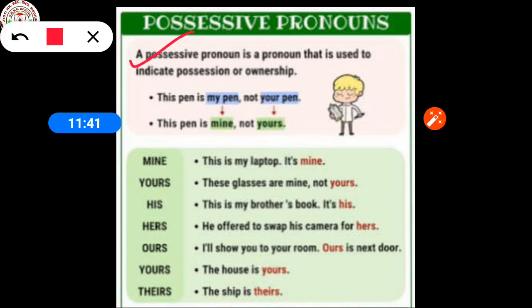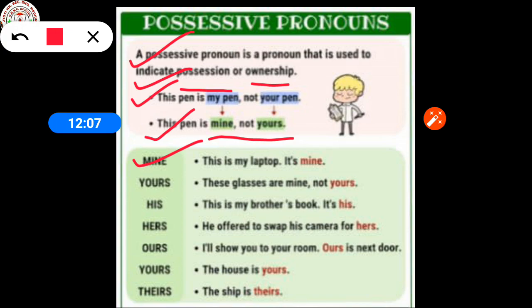A possessive pronoun is a pronoun that is used to indicate possession or ownership. See the example: This pen is my pen, not your pen. But exactly, this pen is mine, not yours. You can see some more examples.